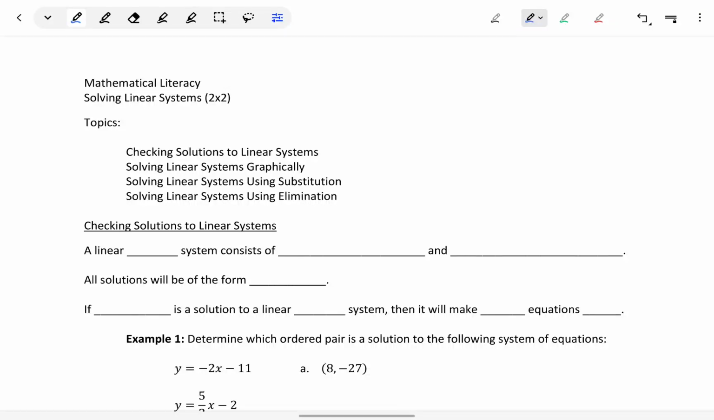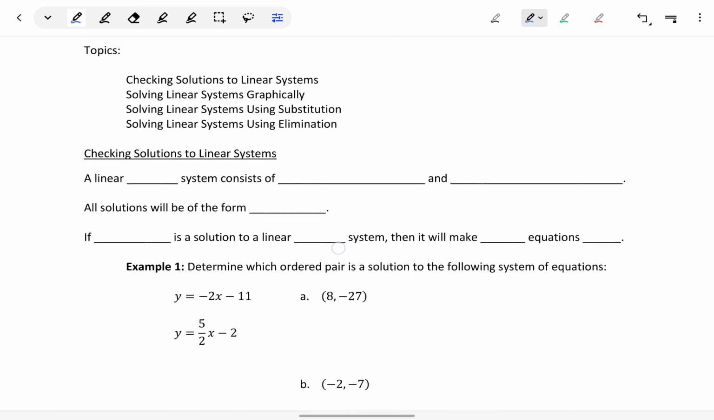In this section, we want to start taking a look at how we can solve a system of two equations with two variables. But before we start getting into that problem-solving process, we want to talk about what our solutions look like and how we know we have a valid solution to that system.